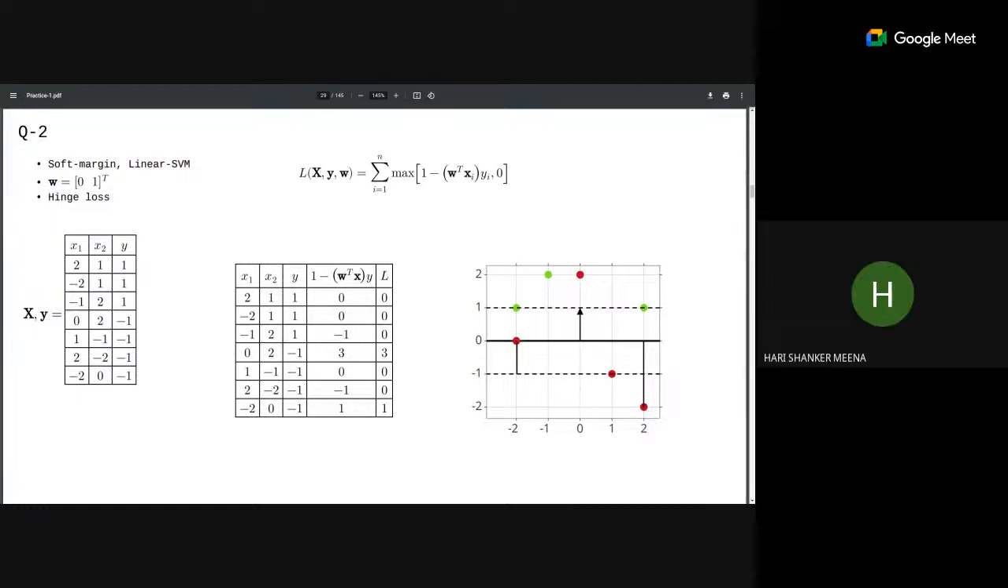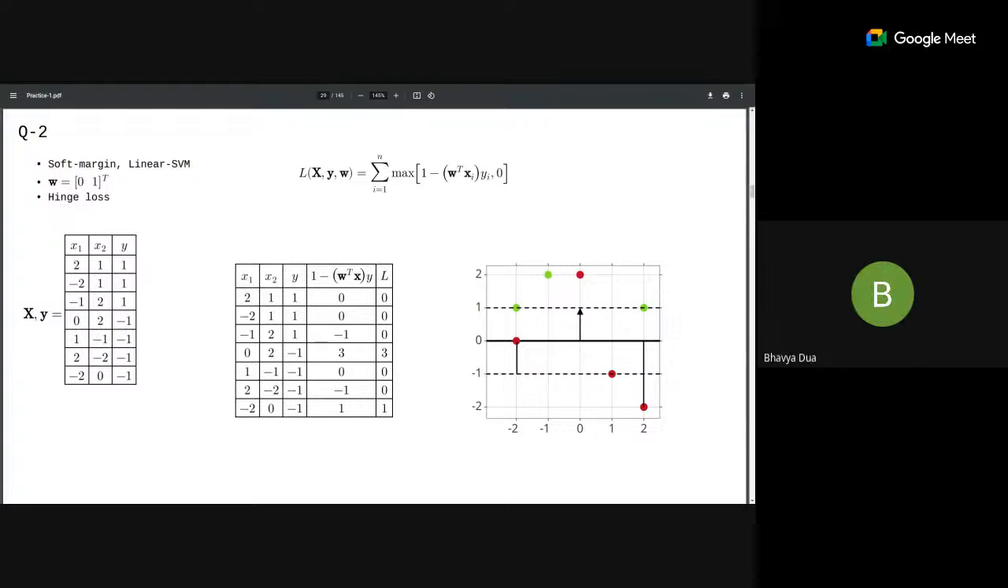So W transpose X is equal to plus gamma and minus gamma. W transpose X is +1 in this case and -1. These are the two, right? Yeah, the generalized form is gamma. But sir, do we always normalize gamma? Yeah, we always do, right? So it's always W transpose X equal to plus or minus 1.